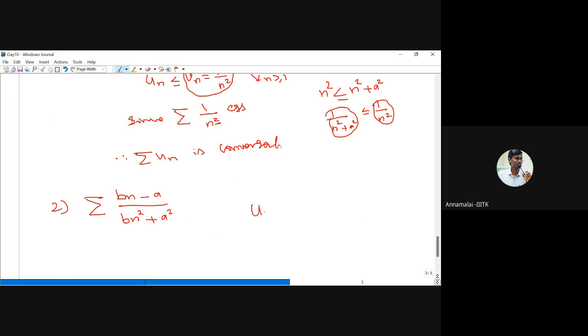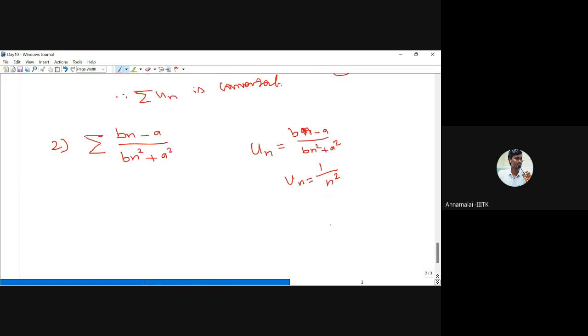So take this as Un. Un equals bn minus a by bn square plus a square, where a and b are fixed non-zero numbers. So how can we choose Vn? Actually in Vn, don't bother about the constants a and b. You can remove all of these and then choose. I'm taking 1 by n square. Since the numerator has n, I'm choosing Vn equal to 1 by n square.